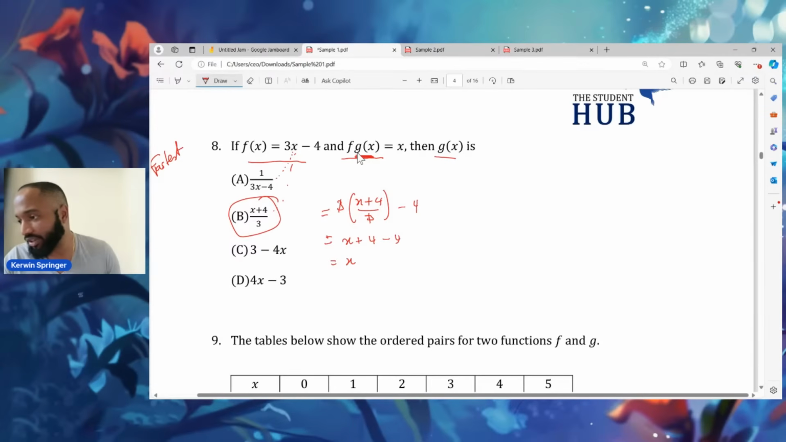I want g of x. G of x is the first one. G of x into f of x makes f of g of x. So I'll check which one of these substituted into f of x will just make the x that I want. All right, you all understand?